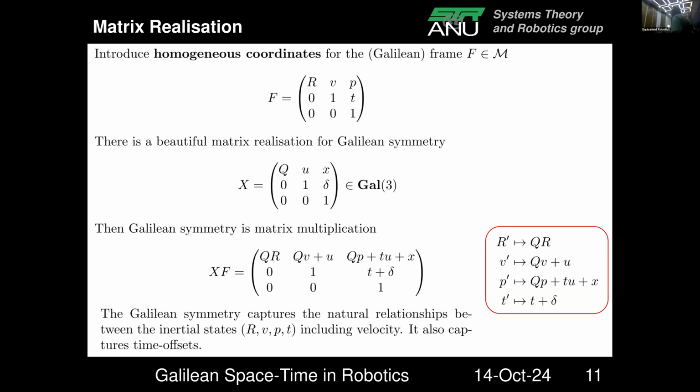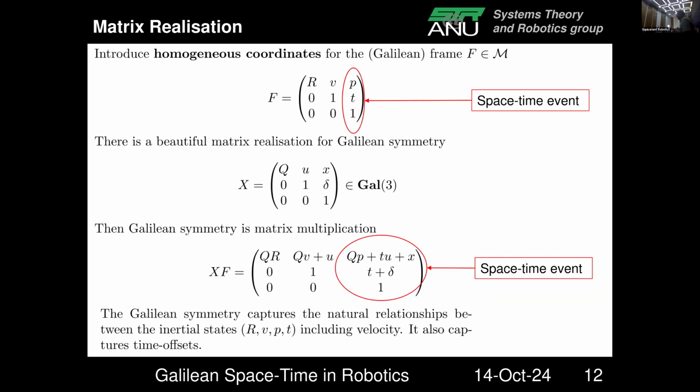And so then you get this beautiful realization of Galilean symmetry, where if I take my Q, U, X, and delta, put it into the same matrix structure, then the actual transformation of Galilean space-time is the same as the transformation of matrix multiplication. And it's entirely analogous with rigid body, which most of you all know and love from our fourth-year robotics texts. All right.